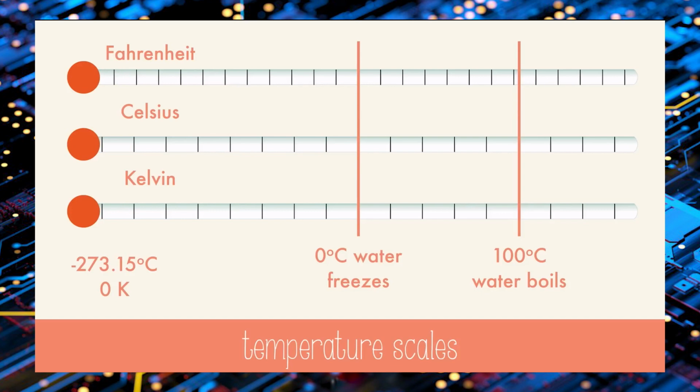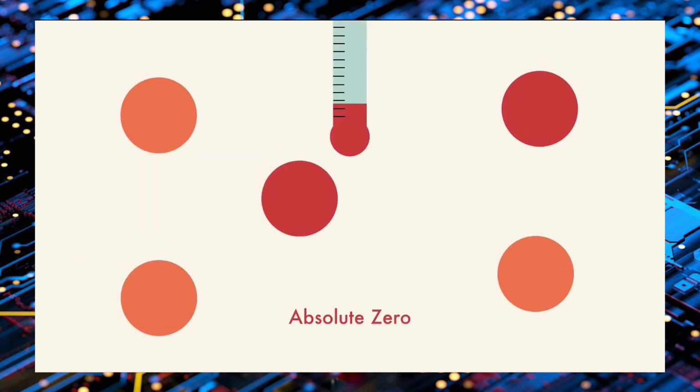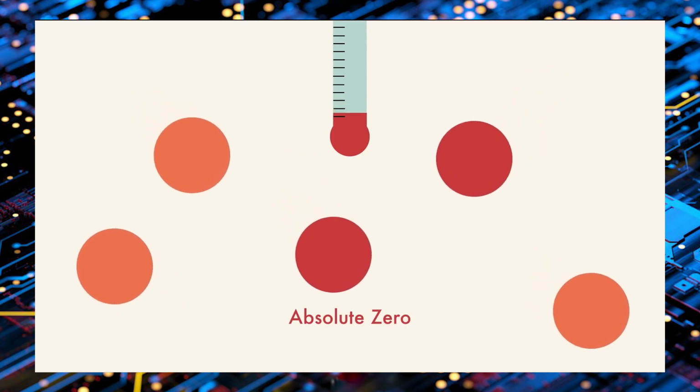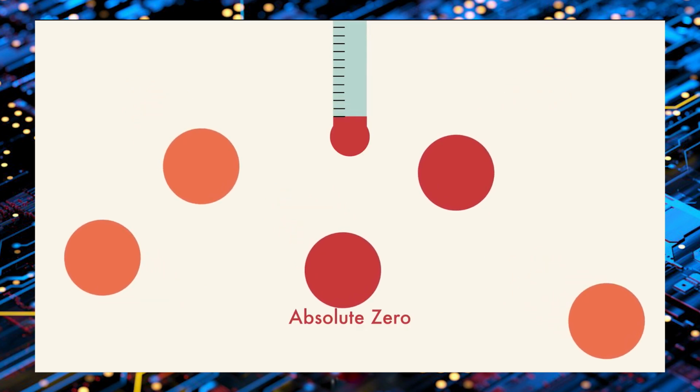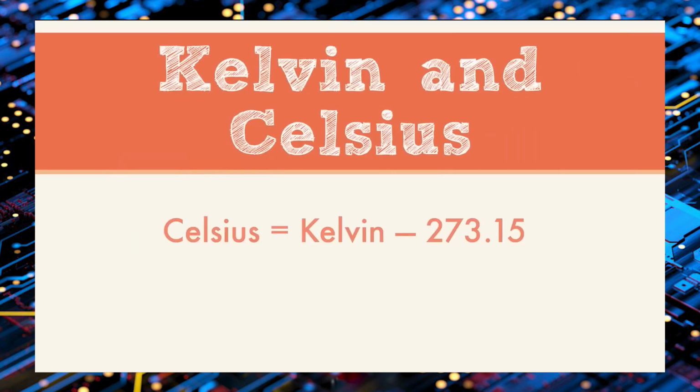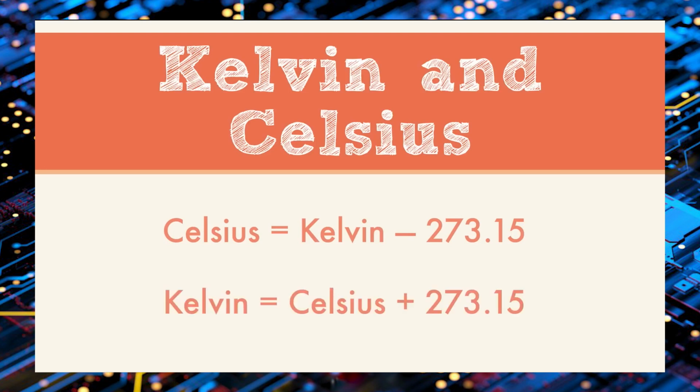The Kelvin scale is based on absolute zero and starts at 0 Kelvin with no negative numbers. 1 degree Celsius is equivalent to 1 Kelvin. Absolute zero is where the kinetic energy of atoms is zero, well, theoretically. It's easy to switch between Celsius and Kelvin. Just subtract 273.15 from Kelvin to get Celsius, or add 273.15 to Celsius to get Kelvin.